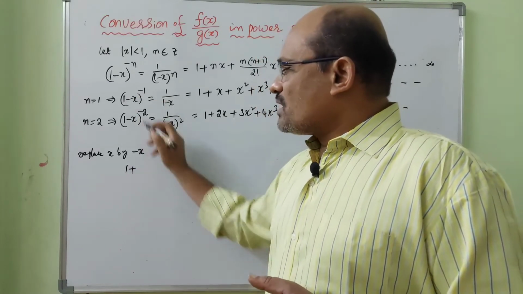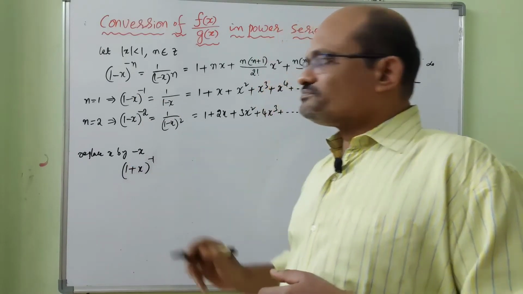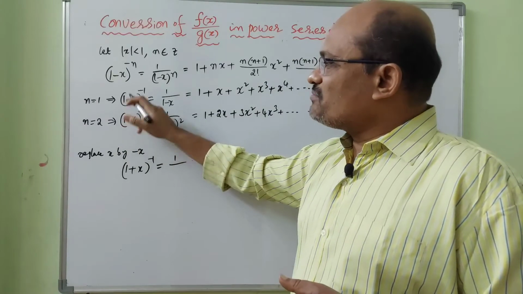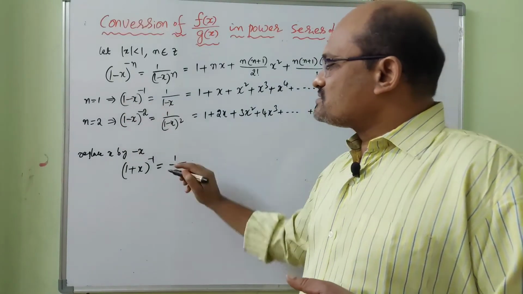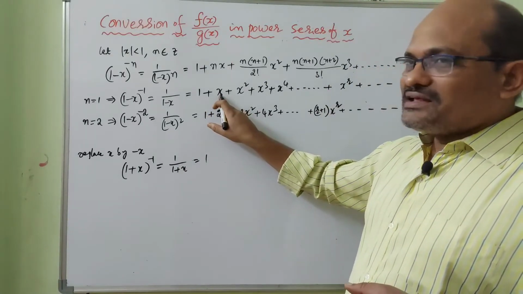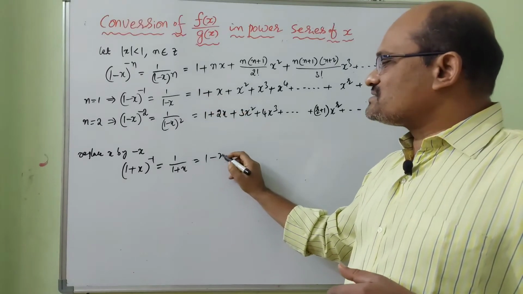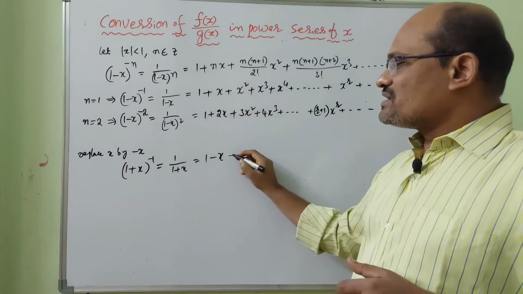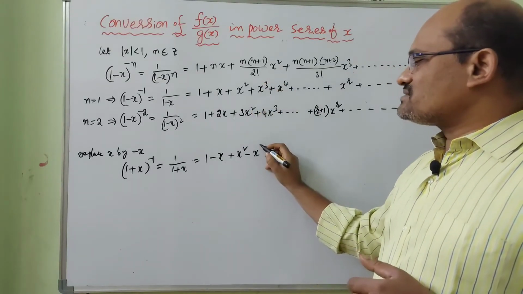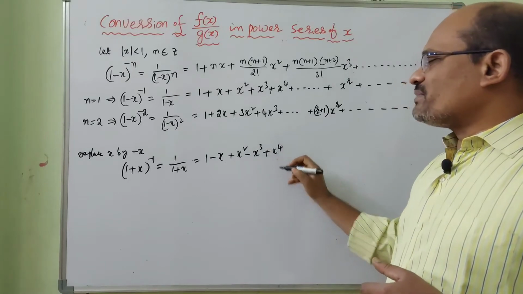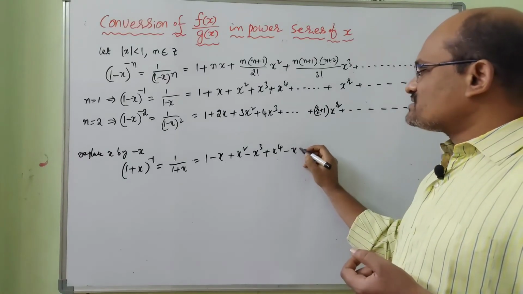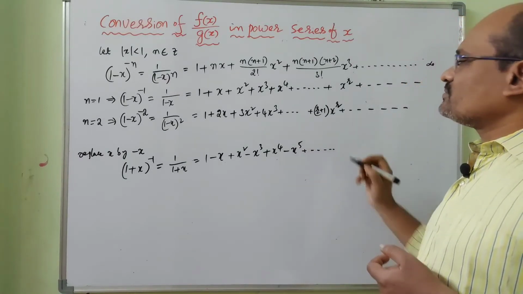Here (1 plus x) power minus 1 is equal to 1 by, replace x by minus x, minus into minus plus x. Here also 1 by 1 plus x. Now replace x by minus x: 1 minus x plus x square, because minus x whole square is x square only. Next minus x whole cube is minus x cube, plus x power 4. That means for odd powers we will get minus, for even powers we will get plus, minus x power 5 plus, and so on.